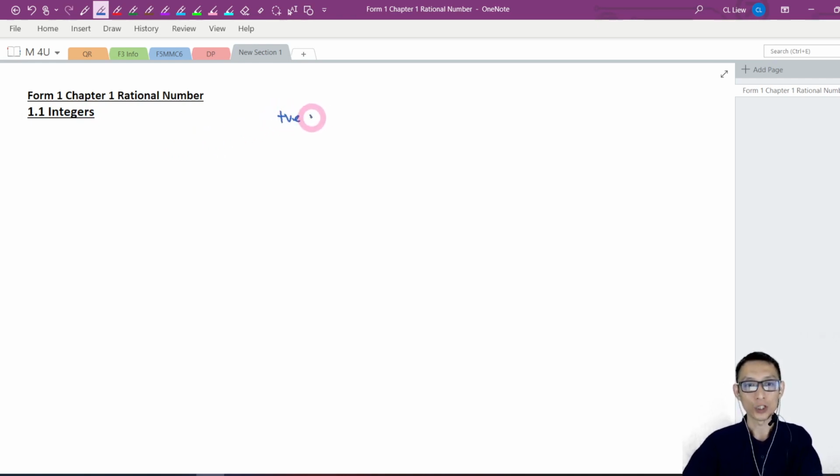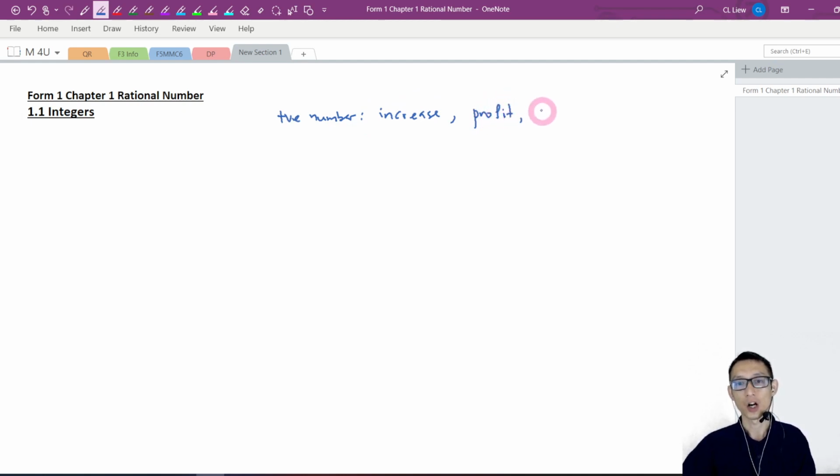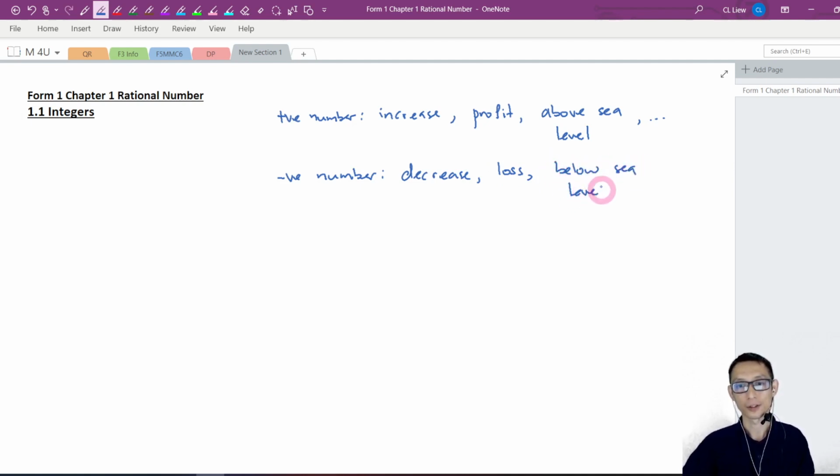Normally, we use a positive number to represent an increase, a profit, or above sea level, and so on. How about a negative number? Normally we use a negative number to represent a decrease, a loss, or below sea level, and so on. Okay, let me give an example.